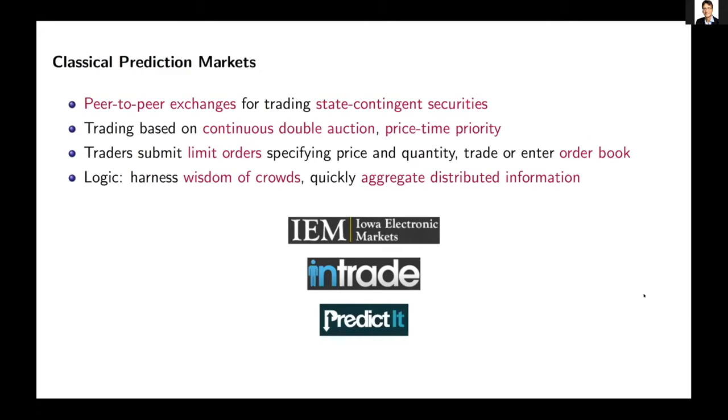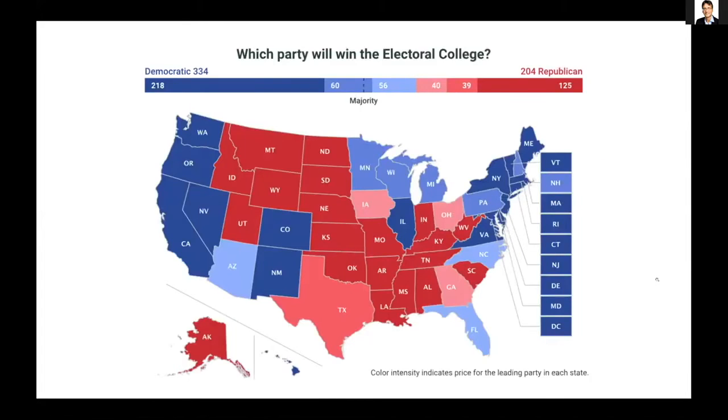And the idea of the prediction market is to harness the wisdom of crowds and quickly aggregate distributed information. And it's believed that this would generate better forecasts than alternative approaches. And there's some evidence to support this. But let's take a look at what PredictIt shows.